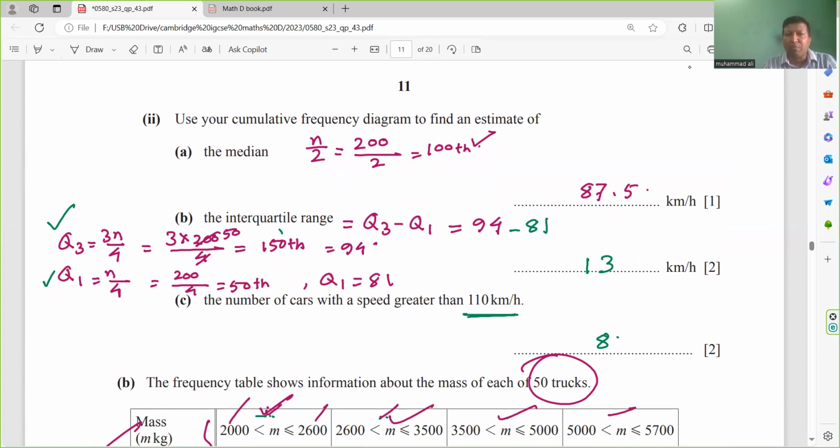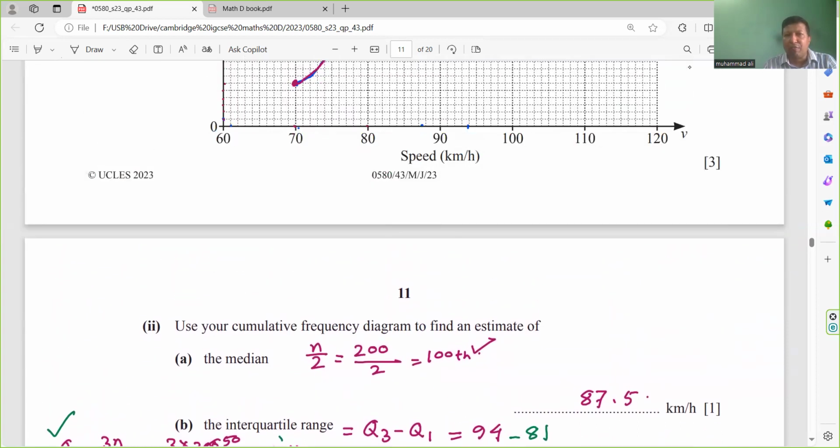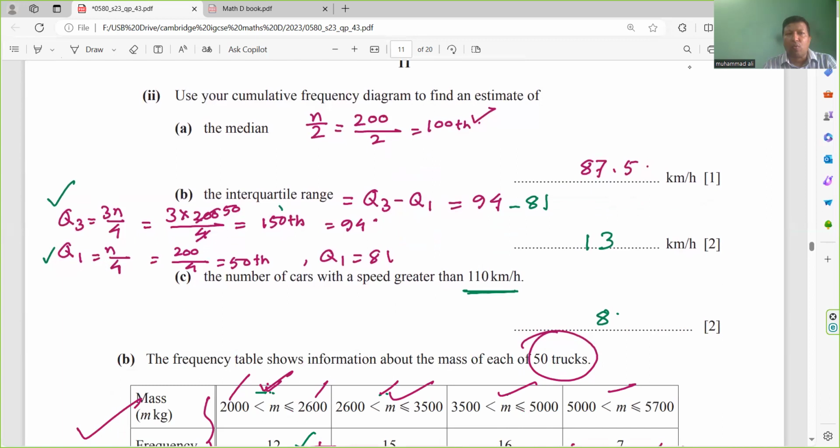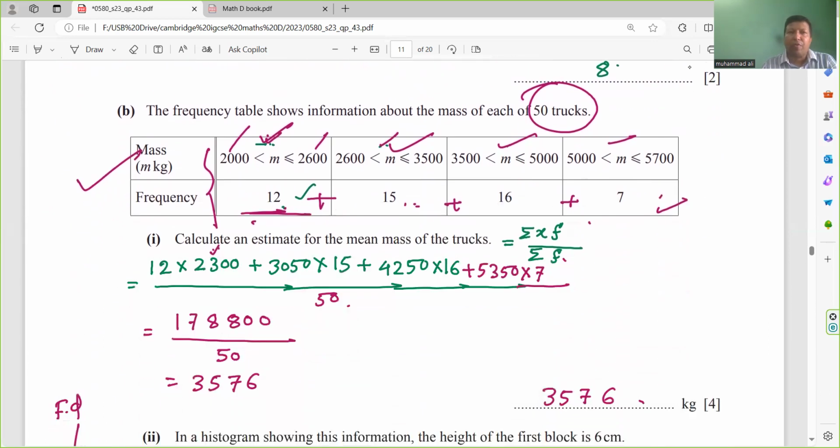So the 150th position, the corresponding speed is 94, and the lower quartile is n by 4, that means the 50th position, the corresponding speed is 81. Subtracting both, the interquartile range is 13 kilometers per hour. We also find the number of cars with speed greater than 110 kilometers per hour here.